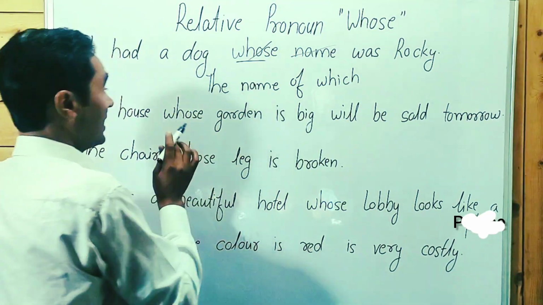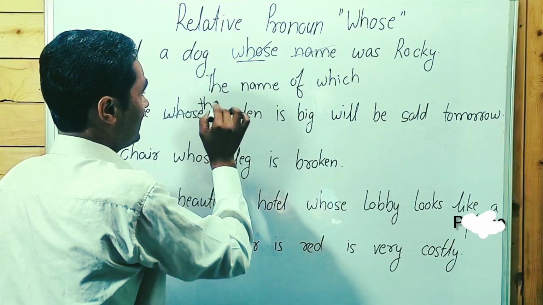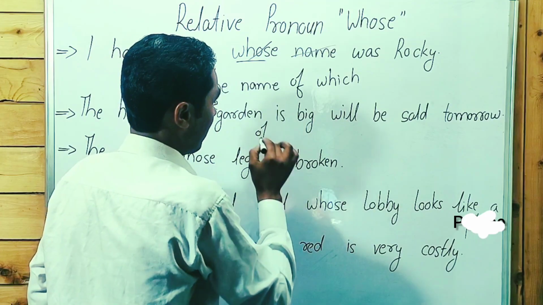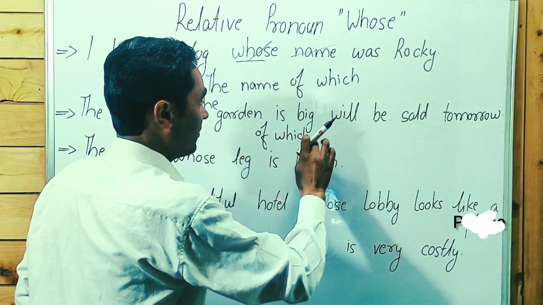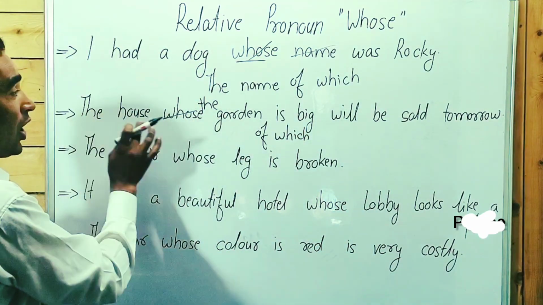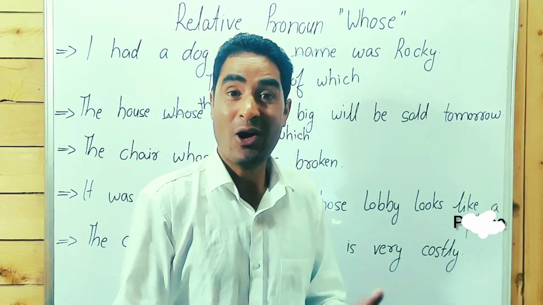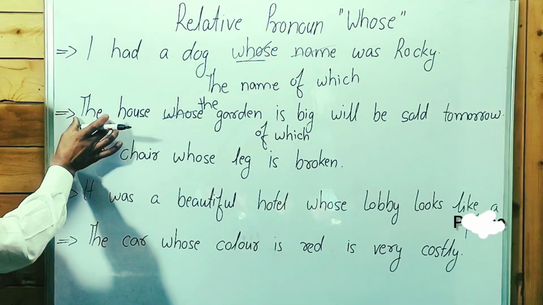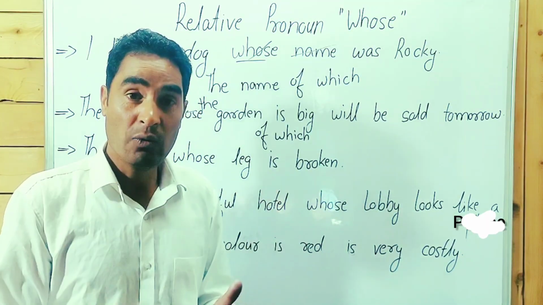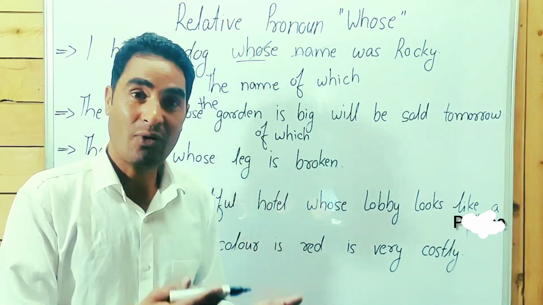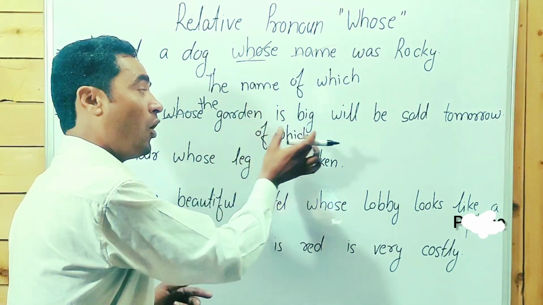We have to write the garden of which, not whose. The house, the garden of which is big, will be sold tomorrow. Now it's a correct sentence. Guys, if you want to show possession of a non-human being, for an object or an animal, you have to write the plus noun plus of which.